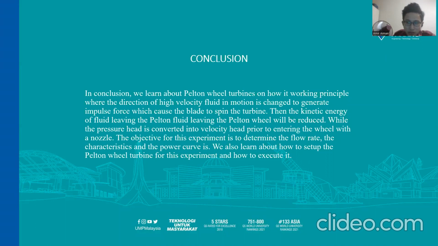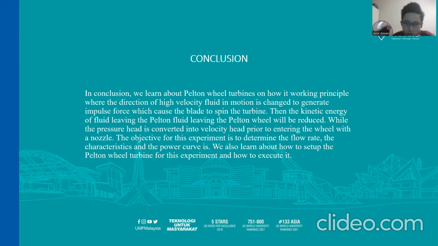Okay, now I will talk about the conclusion. So basically, we learn about the Pelton wheel turbine and its working principle, which is the direction of high velocity fluid in motion is changed to generate impulse force, which causes the blade to spin the turbine. And then the kinetic energy of fluid leaving the Pelton wheel will be reduced. At the same time, the pressure head is converted into velocity head prior to entering the wheel with a nozzle.